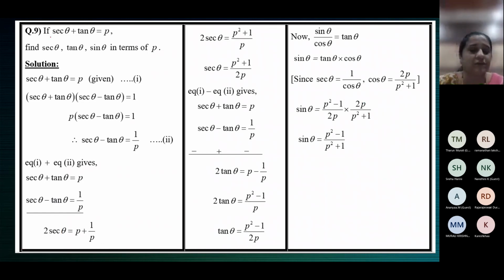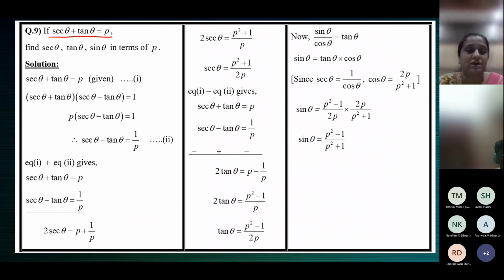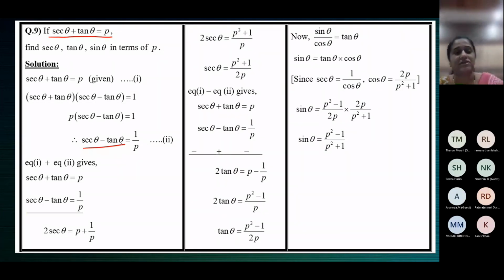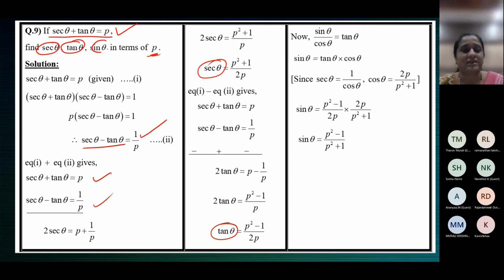So whenever you're given one equation like this, secant theta plus tan theta is p, and you have to find the other, secant theta minus tan theta, it will always be the reciprocal, 1 by p. We'll talk more about this in the next class. Write the two equations one below the other, add them, subtract them, that is equation 1 plus 2, equation 1 minus equation 2. So you get secant theta from one and tan theta from the other. We have expressed secant theta and tan theta in terms of p. Then to express sin theta in terms of p, use this relation.